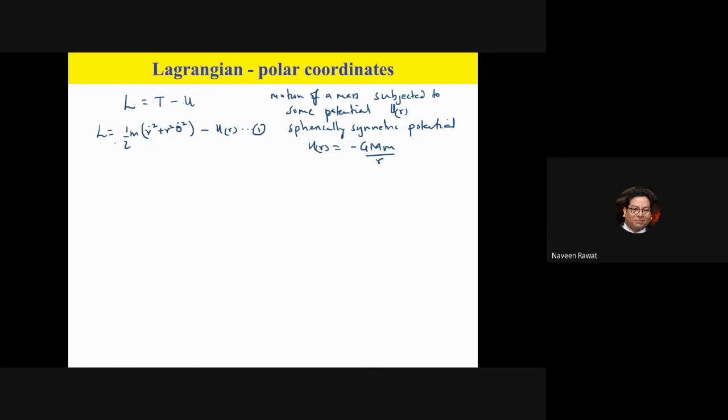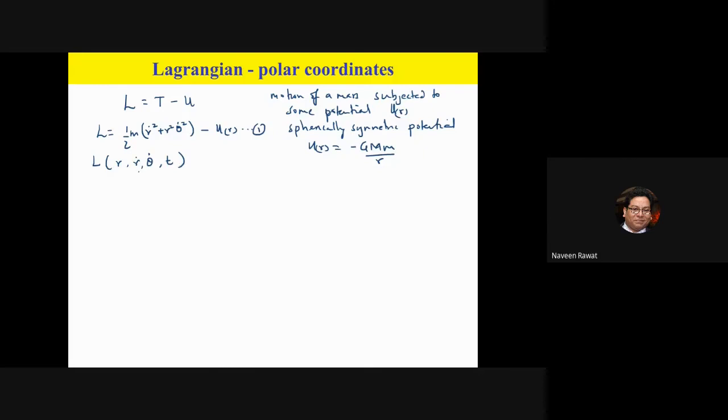Now what you are getting here is L, which is a function of r, and it is a function of r dot, and it is a function of theta dot, and it is also a function of time. So L is dependent on all these variables.